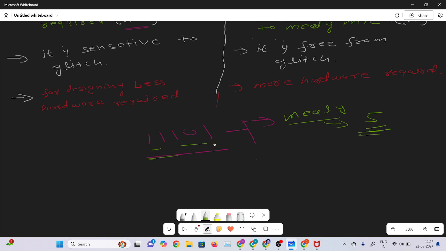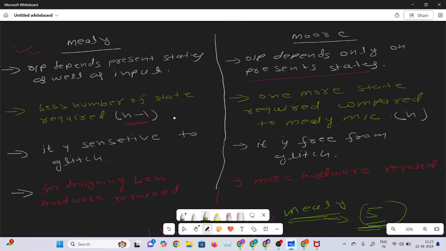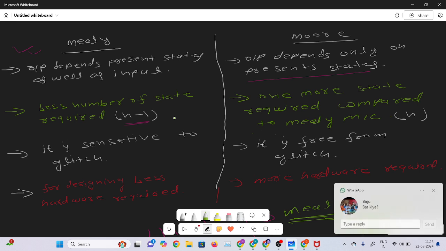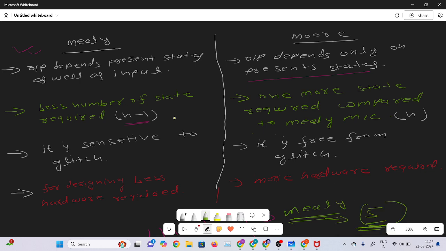So if I detect this sequence with the help of the Mealy machine, we need 5 states, and with the help of the Moore machine, we need a sixth state. In the case of the Mealy machine, fewer states are required, but in the Moore machine, one more state is required.